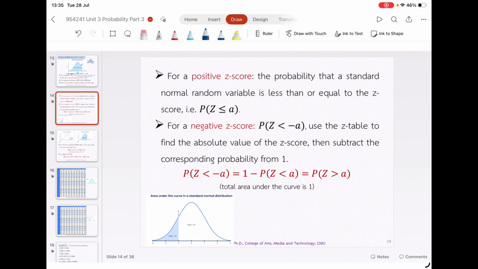Now for a positive z-score, which means to the right of mu, the probability of the normal random variable being less than or equal to the z-score is here.